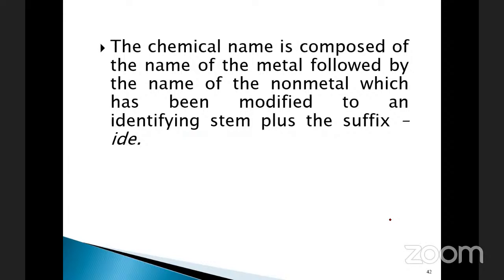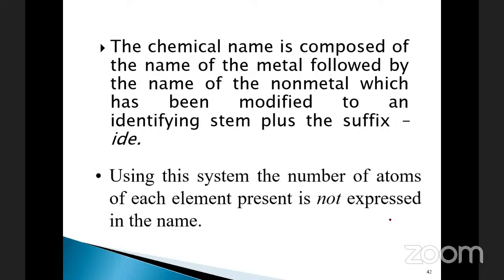So how do we name them? Well, the chemical name is composed of the name of the metal first, followed by the name of the non-metal that has been modified to an identifying stem plus the suffix -ide. If you remember, we talked about the -ide ending that comes into play here again.